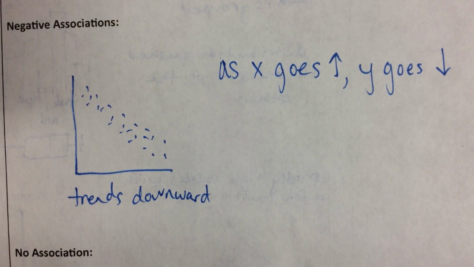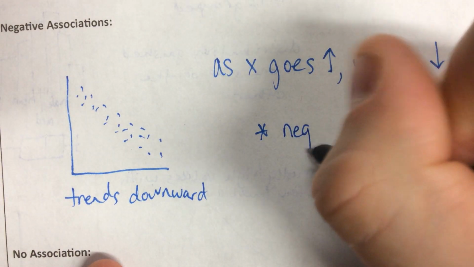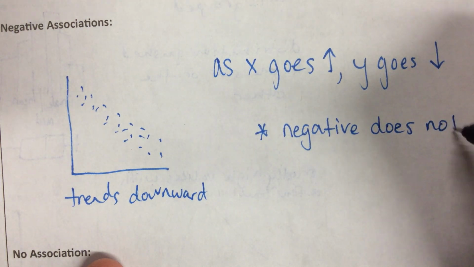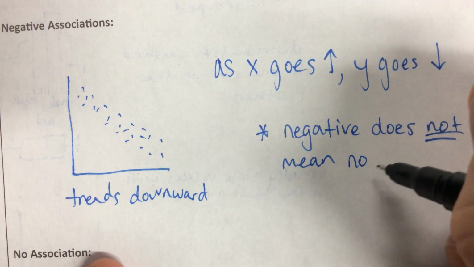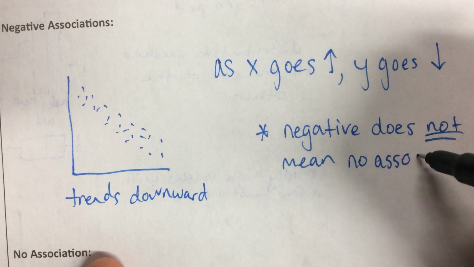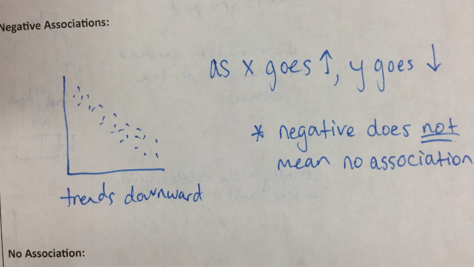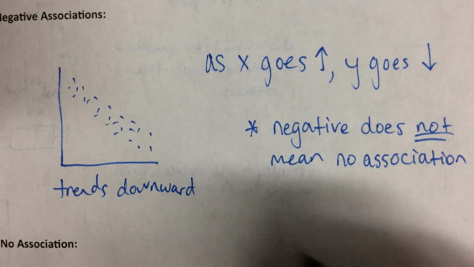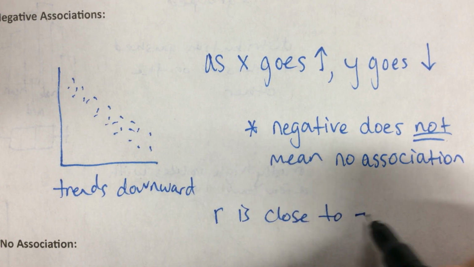Now, please be careful of this. Make yourself a little note. Negative does not mean that there's no association or correlation. Negative just tells you the direction it's going. It does not mean that there's not an association. For this one, R is close to negative 1.